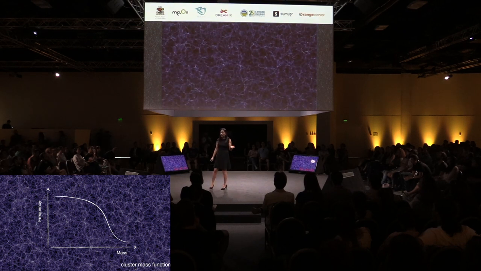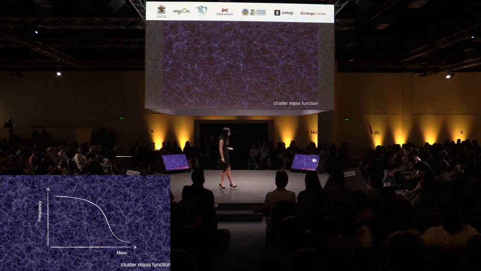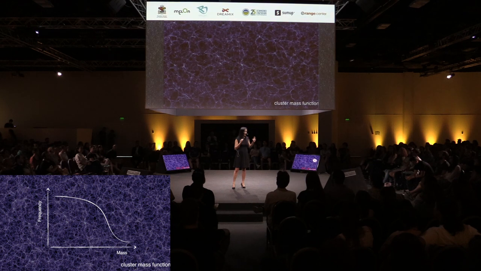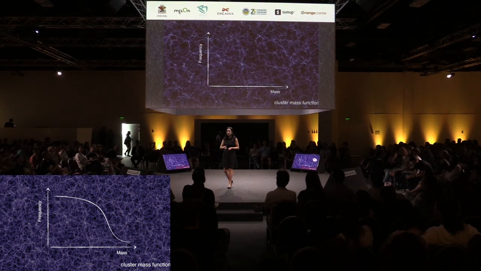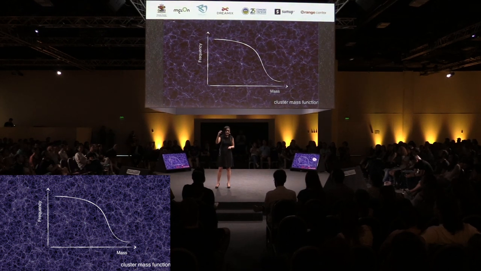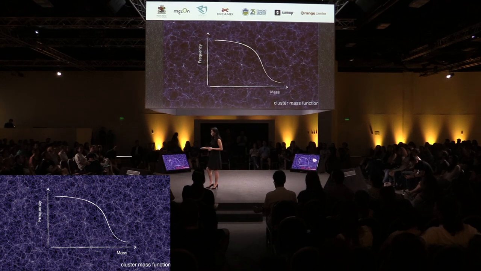In my research to do cluster cosmology, I use the cluster mass function. So this is basically if you count the number of galaxy clusters there are in the universe as a function of their mass, you get this exponentially decaying curve. And the normalization and the slope of this curve is very sensitive to the cosmological parameters.